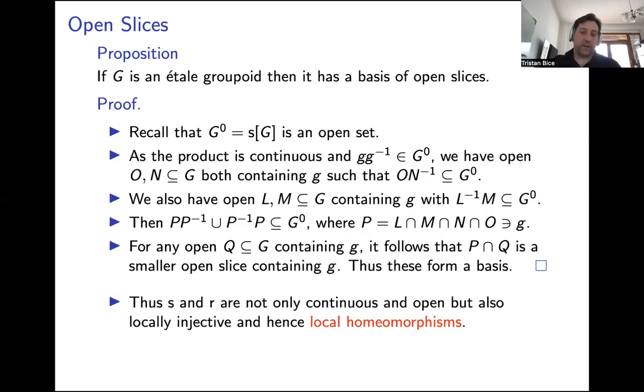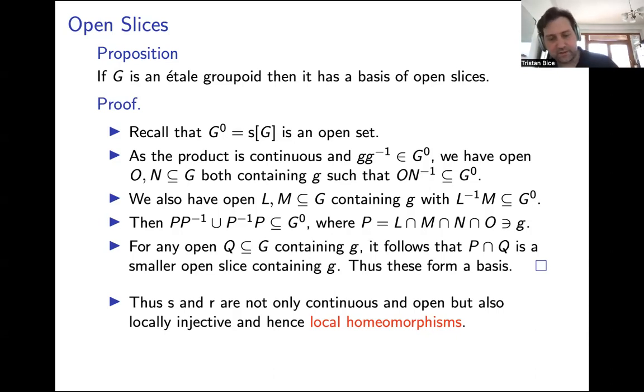So what this essentially tells you is that these source and range maps are not only continuous and open maps, which is true by definition of Étale, but they also have to be locally injective. They definitely won't be injective in general, but what this says is that around any point I have an open slice, and by definition a slice is something on which these two are injective. So indeed it's locally injective, and being continuous, open, and locally injective, by definition that's saying you have a local homeomorphism.